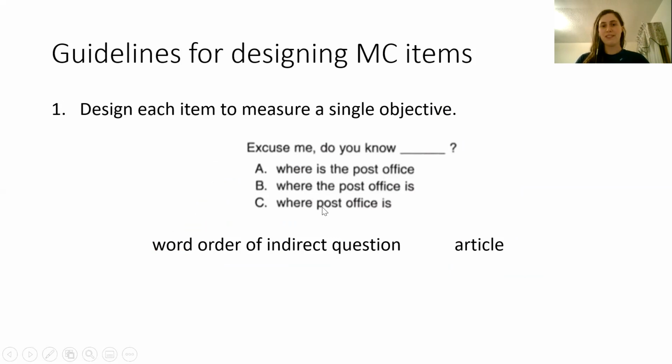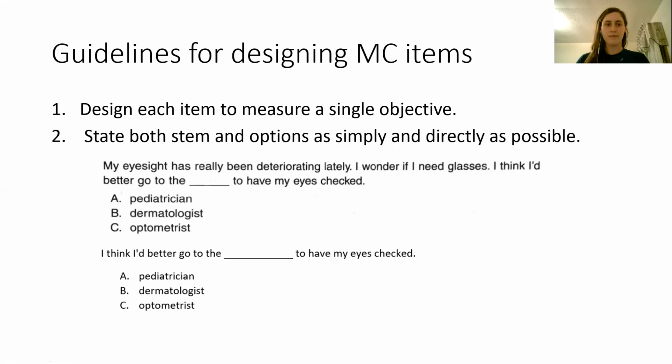well, I guess option C, where post office is, that is incorrect because there is not an article. And so option B is correct because it uses an article and it has the correct word order for an indirect question. So here you're testing 2 different things. You're testing whether they know to use an article in front of post office and whether they know the word order of an indirect question. So this is not a valid question since it falls under 2 objectives.